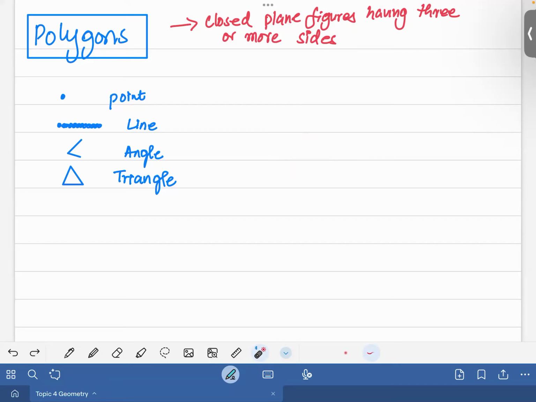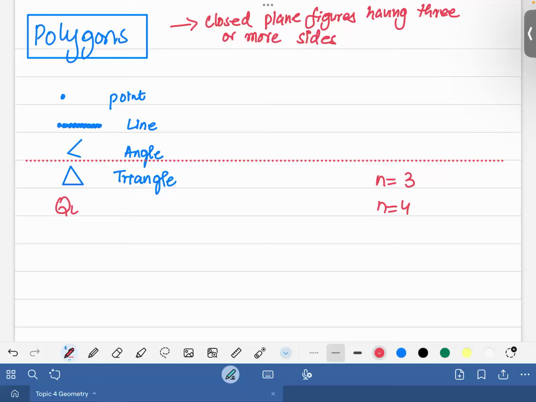So you can see that the smallest polygon you have is a triangle. We can say that we have polygons right from the dotted lines. These are not polygons, but when n is equal to 3, this is a triangle. When n is equal to 4, it would be a quadrilateral. When n is equal to 5, it would be a pentagon. Penta means 5. When n is equal to 6, it would be a hexagon.